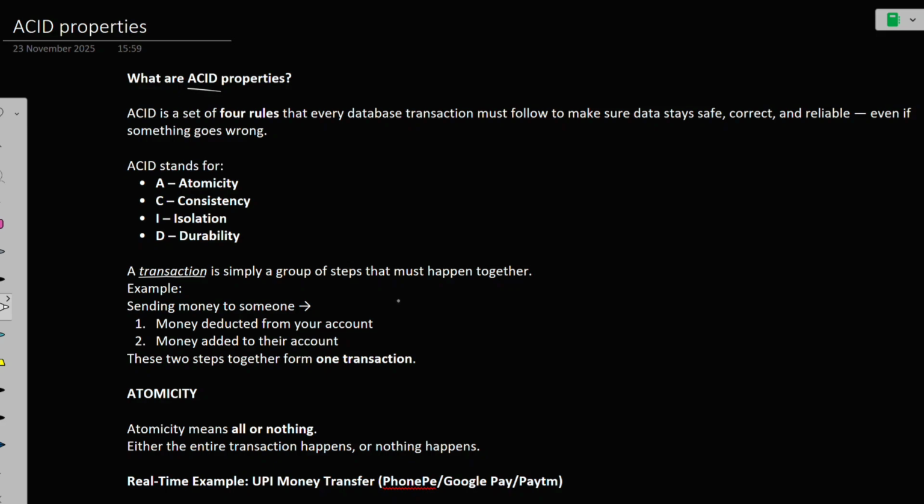To get some idea, let's say A wants to send money to B's account. The money will get deducted from A's account and the money will be added to B's account. So these two steps together are known as one transaction. That means your transaction is successful. So a transaction is simply a group of steps that must happen together.